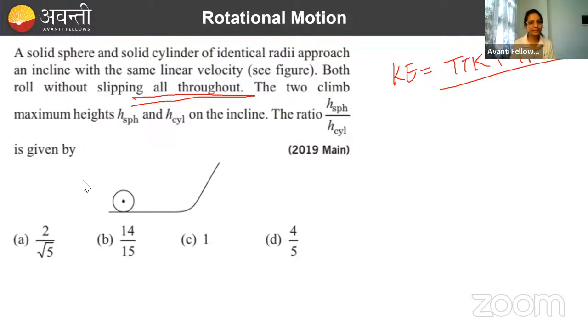Question is very simple actually. Here, it is rolling without slipping all throughout. So this statement has made your question quite easy. You don't need to bother about which motion is going to stop on the inclined plane, translation or rotation. It is rolling throughout. It means it will roll, and at a point it will stop motion totally. It will be at rest completely at maximum height.